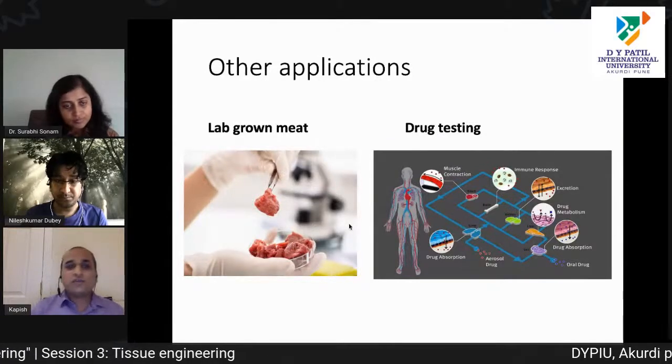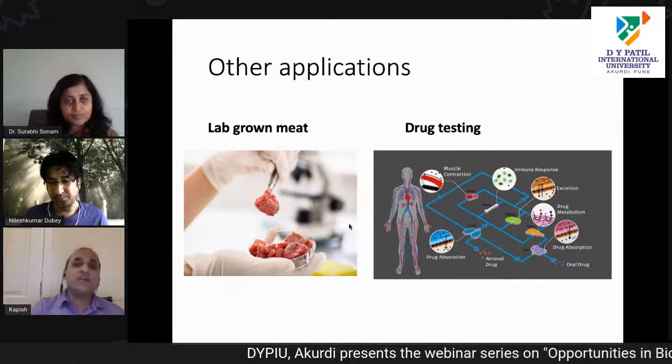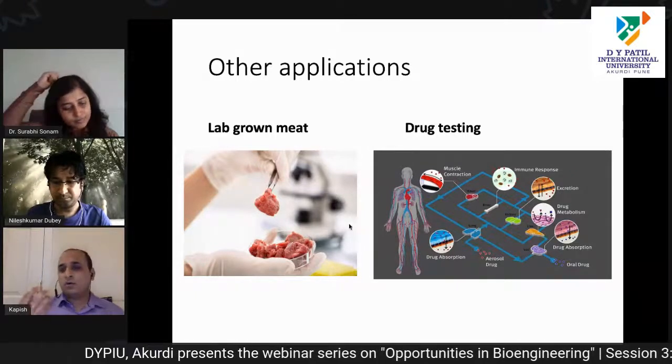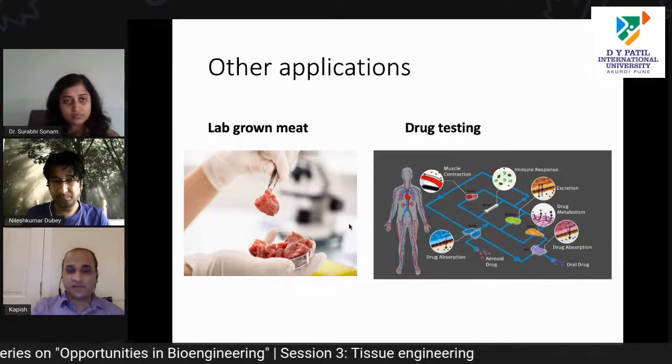And just to introduce some of the other applications, we have applications of lab-grown meat and drug testing, where we try to miniaturize the organs in microfluidic devices for drug testing.